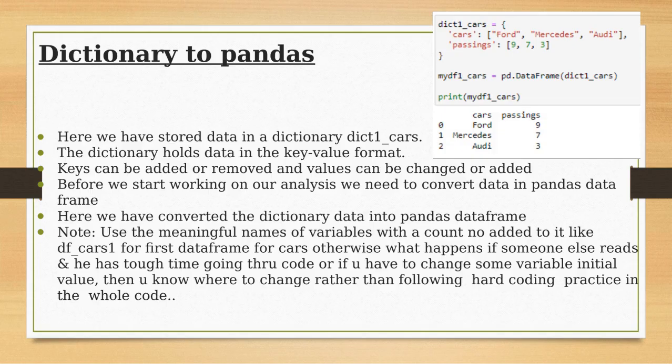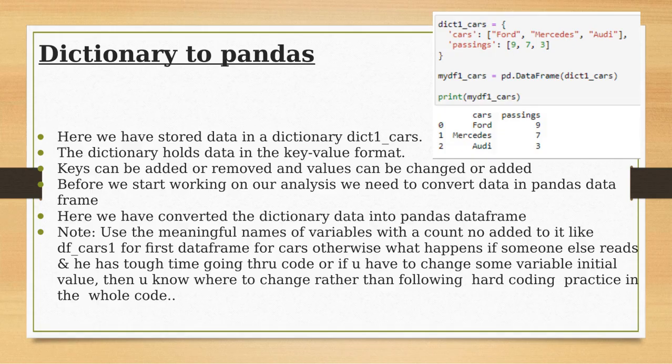In this example, we create a dictionary named dict1_cars. It contains 2 keys, cars and passings. The cars key stores the names of different car brands, while the passings key stores the corresponding numerical values. One advantage of dictionaries is that they are flexible. We can easily add new keys, remove existing keys, or modify the values whenever required.